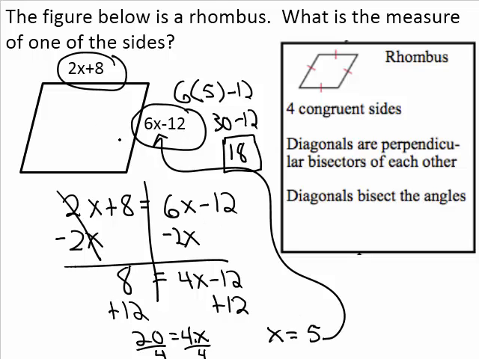You could verify that by substituting 5 into the other side. 2 times 5 plus 8. And 2 times 5 is 10 plus 8, giving us 18 as well. It's a great idea just to make sure that we did our work correctly to show that the side lengths are the same length. In this case, the answer again is 18 for the measure of one of the sides.